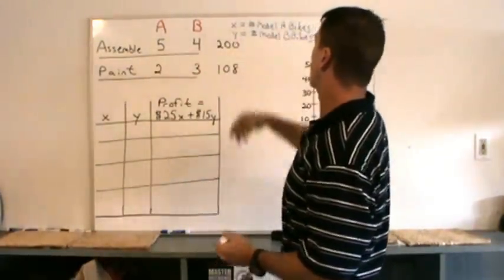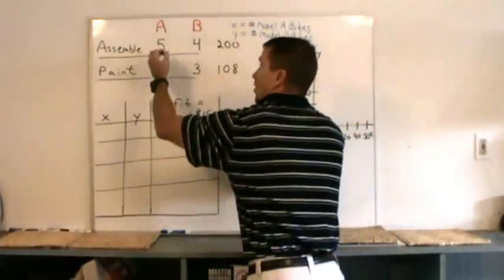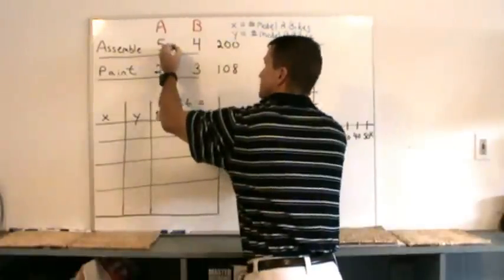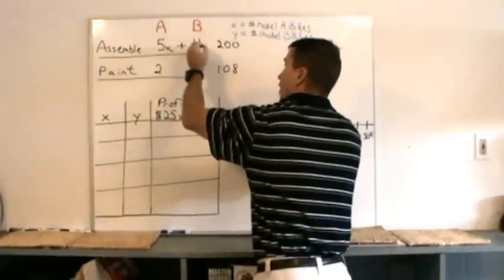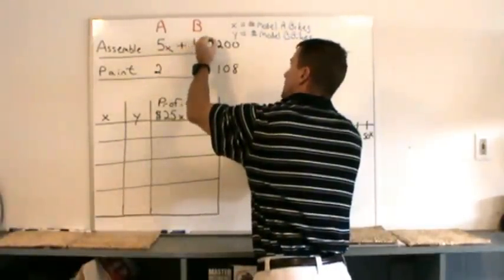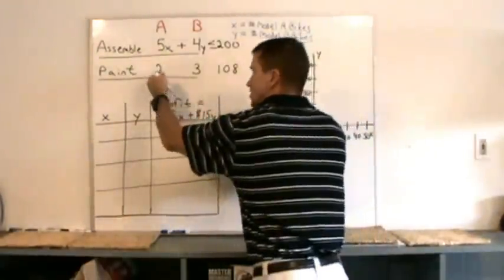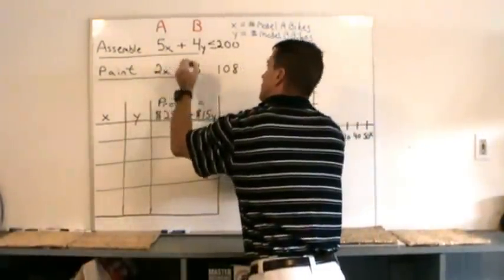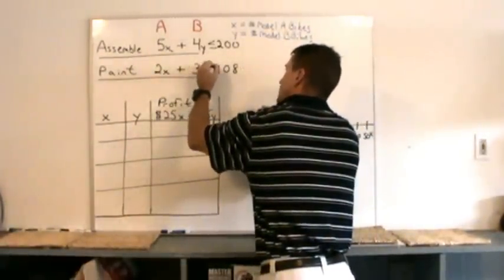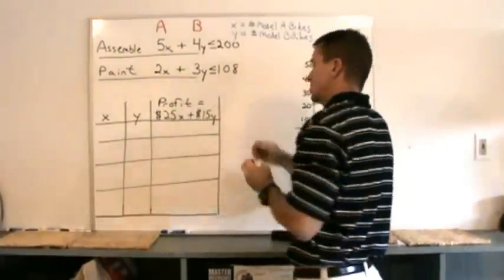If X is the number of Model A bikes, then 5 hours per X plus 4 hours per Y must be less than or equal to 200 hours. And 2 hours per X plus 3 hours per Y must be less than or equal to that 108 hours.